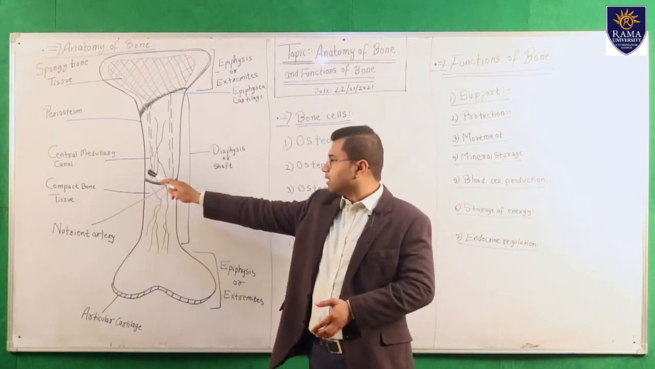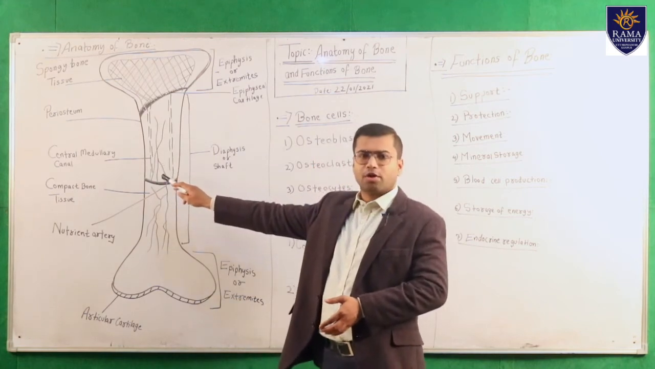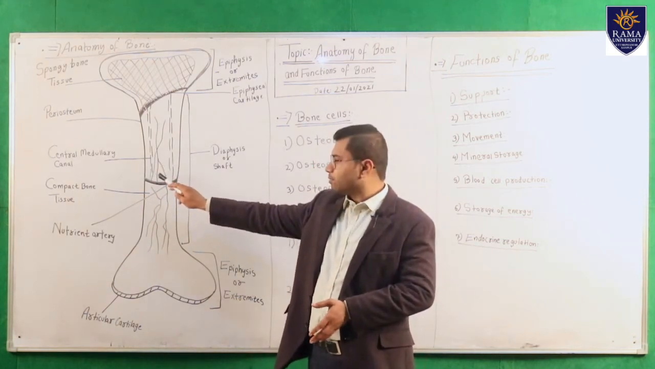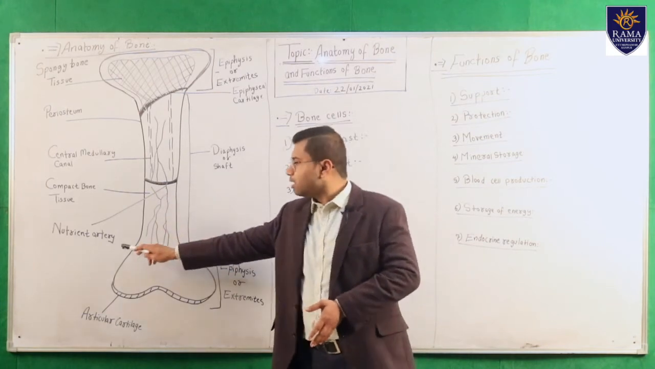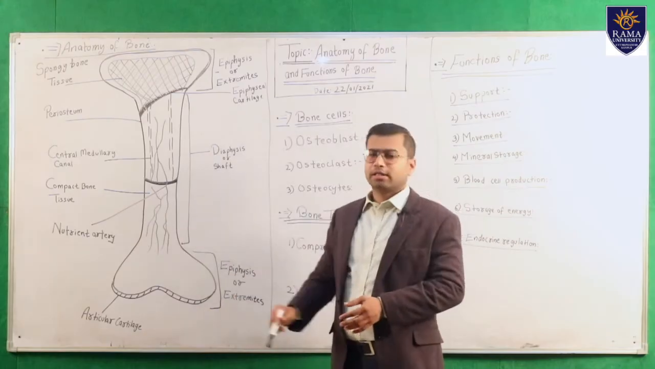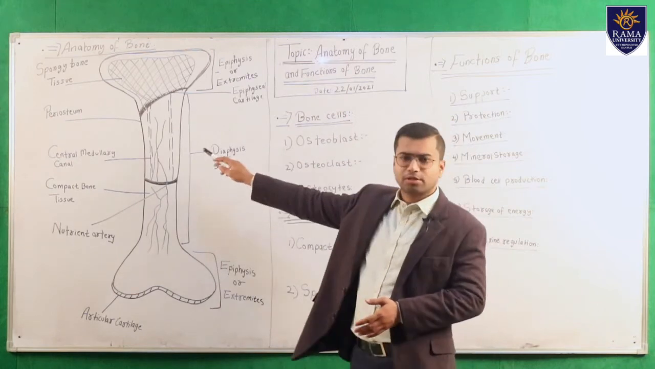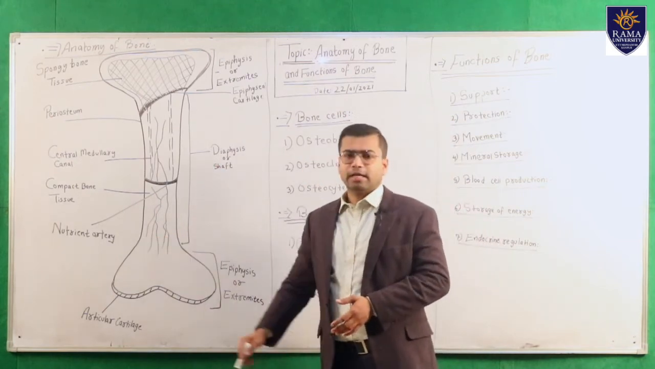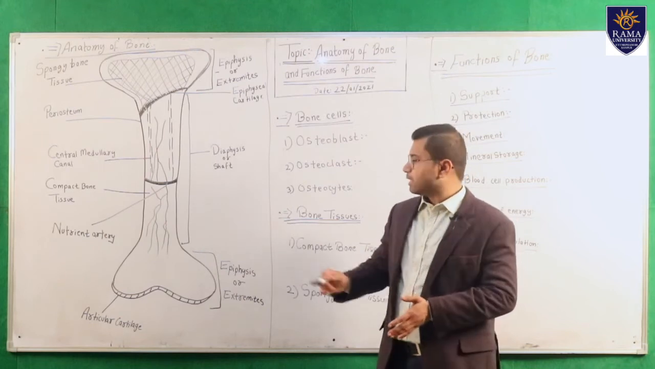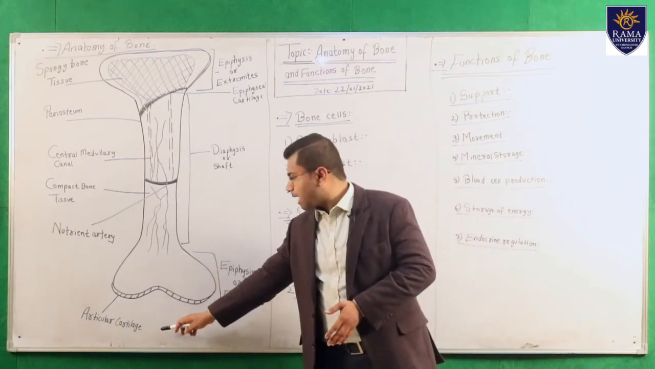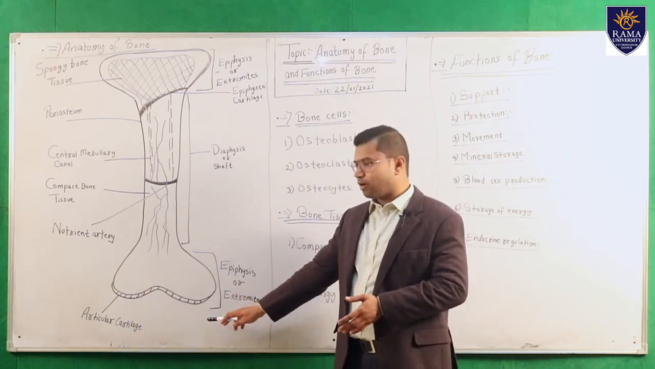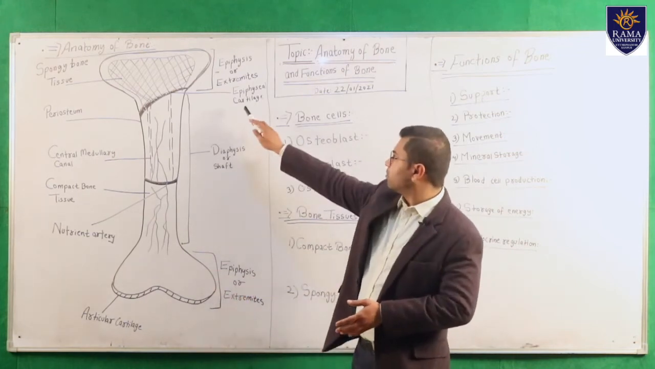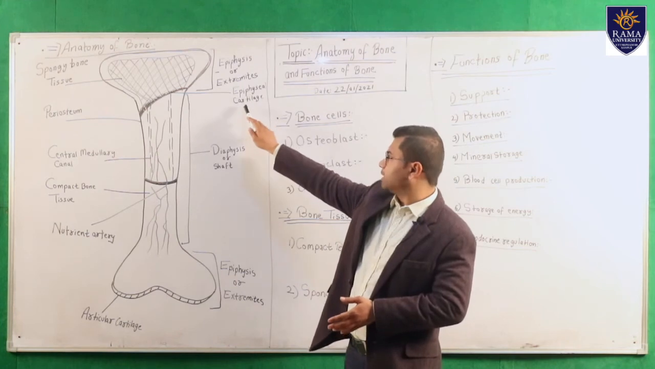What it does is help in the formation of red blood cells and provide nutrients to the bone. The nutrient is provided through the nutrient artery. The blood supply to the bone is through the nutrient artery, and the nerve supply is through the sensory supply. Then there is the articular cartilage present at the end of the epiphysis. Then there is one more cartilage, the epiphyseal cartilage.